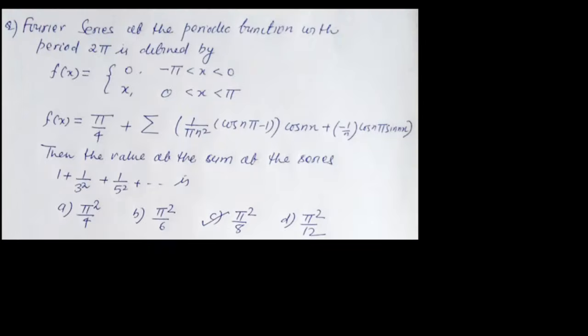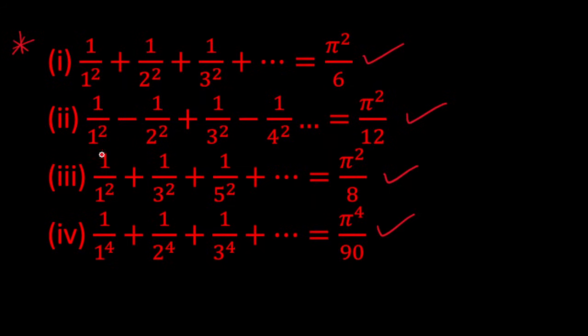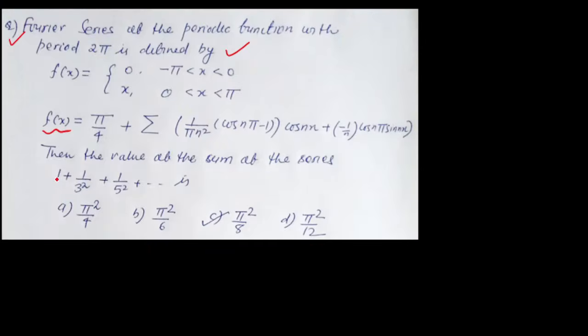Okay. So the question that has been asked is like this: the Fourier series of the periodic function with period 2 pi is given by this. So this is the Fourier series of the function f of x is equal to pi by 4 plus summation, and so on. Now they are asking the value of 1 by 1 plus 1 by 3 square plus 1 by 5 square. So if you just remember this result, what is this expression? This expression is basically 1 by 1 square plus 1 by 3 square plus 1 by 5 square. Yes or no? Because 1 can also be seen as 1 by 1 square. So we already know that the answer is C, that is pi square by 8.